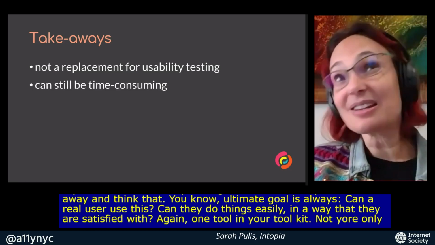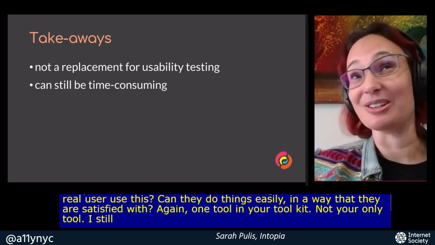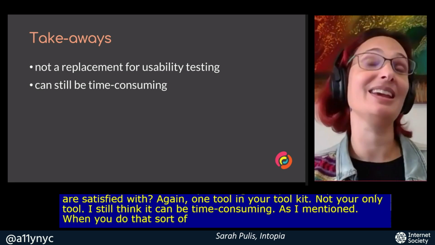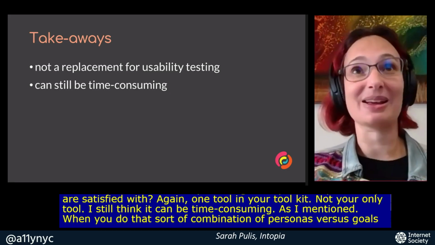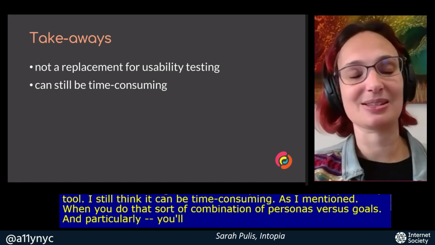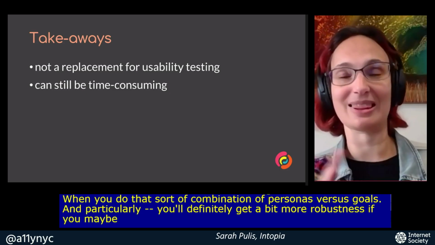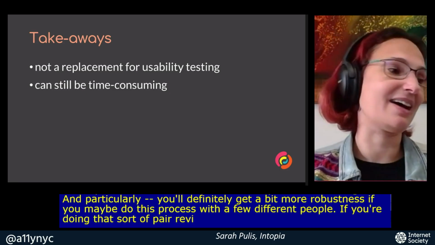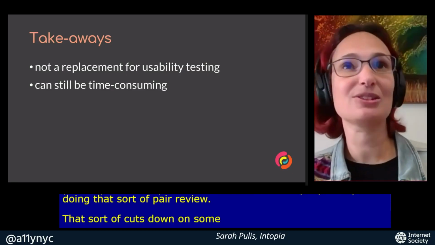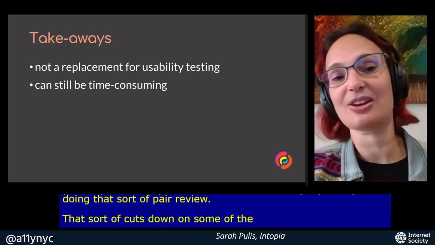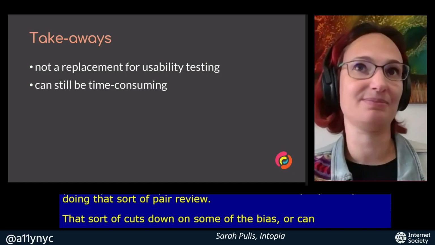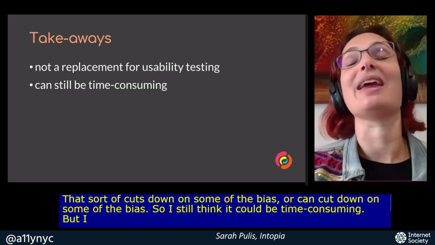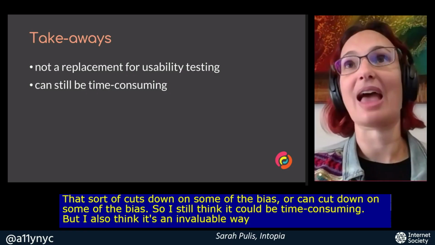I still think it can be time consuming. As I mentioned, when you do that combination of personas versus goals, and particularly, you'll definitely get a bit more robustness if you do this process with a few different people. If you're doing that sort of peer review, that cuts down on some of the bias. And so I still think it could be time consuming, but I also think it's an invaluable way of looking at an interface.